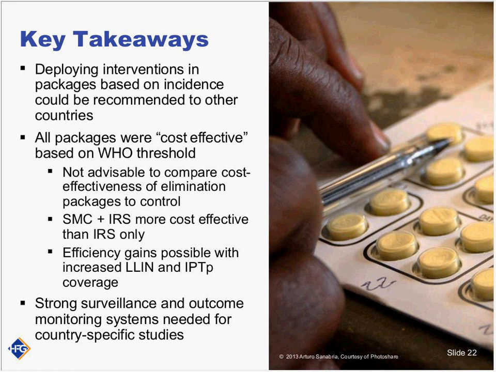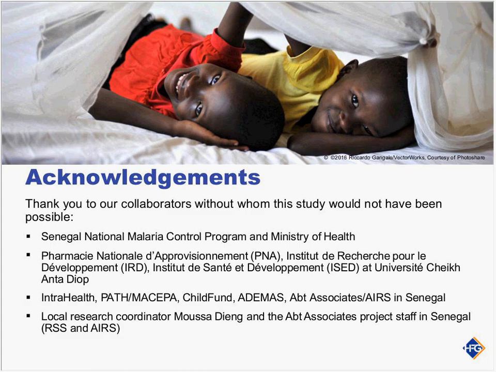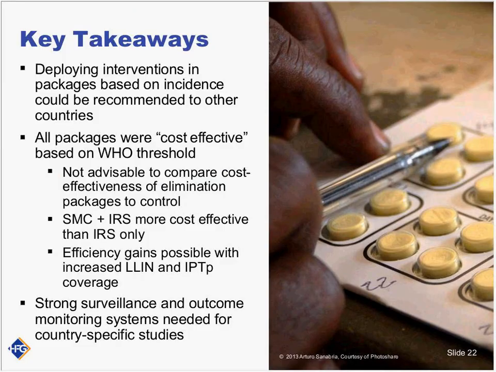packages might be less than what we have for control, but it doesn't mean that elimination should not be pursued. It's just going to help know how to plan and how to think of their strategy when they're into elimination. A takeaway here is we saw SMC plus RS was more cost effective than just RS. So it looks like when you add SMC and RS together, you get more in terms of cost effectiveness than just RS.